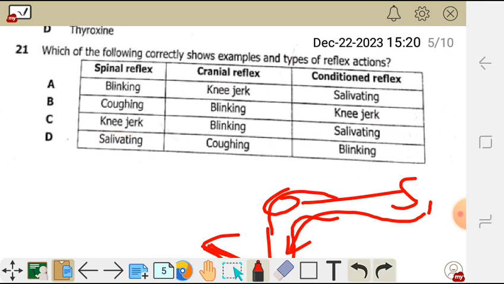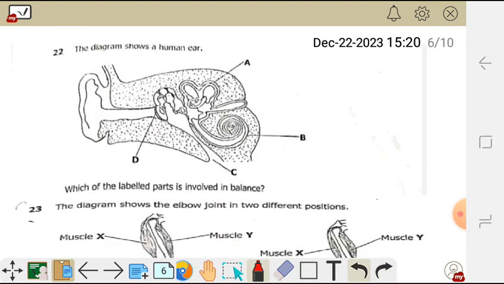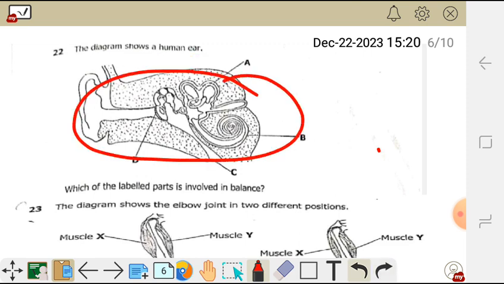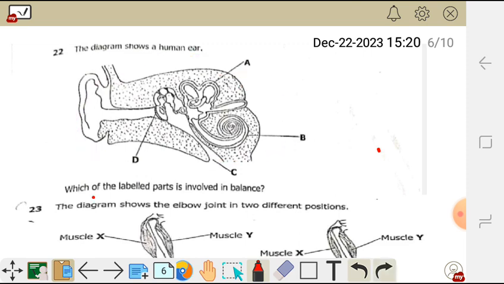Then we move on to question 22. The diagram shows a human ear. Which of the labeled parts is involved in balance? The part which is involved in balance here is A. The semicircular canals are involved in balance. Then this is the cochlea. The cochlea is involved in hearing.